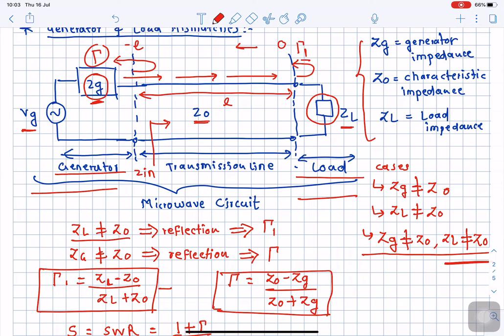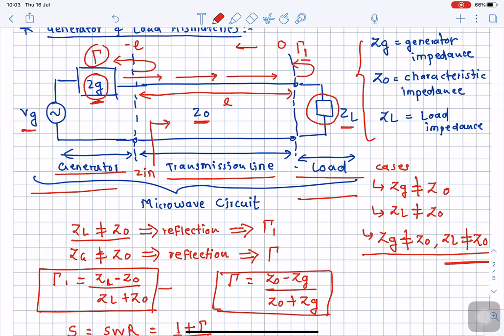Okay, so the generator and the load are connected by using a transmission line in between. So here you observe I have made three different sections. The first section is a generator, the second section is a transmission line, and the third section is the load. Now let us see the situation.